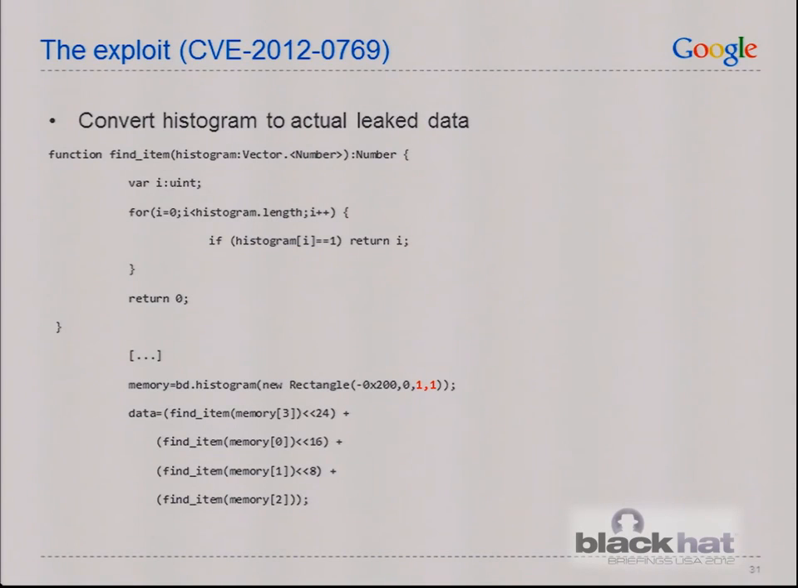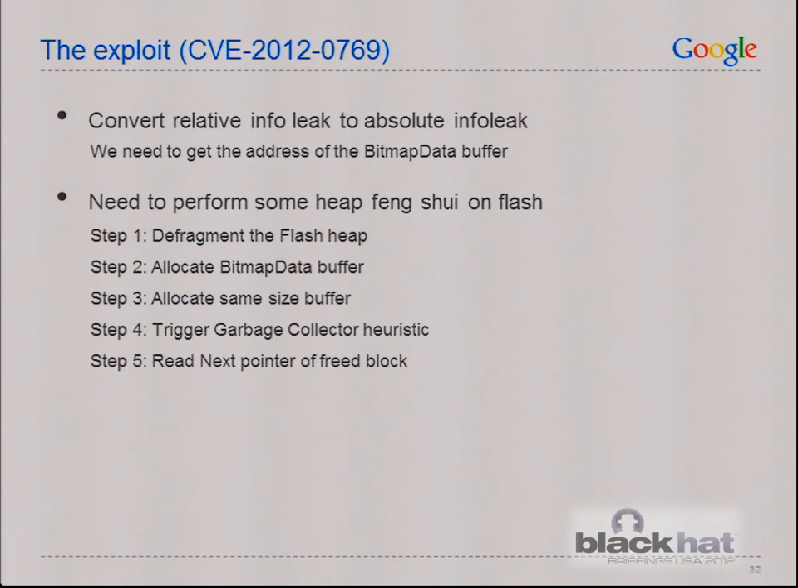So I'm always looking for excellence. This is what I did. I converted the relative Infolic into an absolute Infolic by performing these steps. First one, I'm going to defragment the heap of Flash. Flash uses its own heap. It doesn't use the operating system heap. And I need to massage the heap. So the initial step is defragmenting it, so I know it's going to be in a known state.